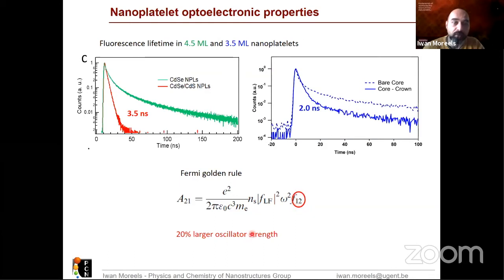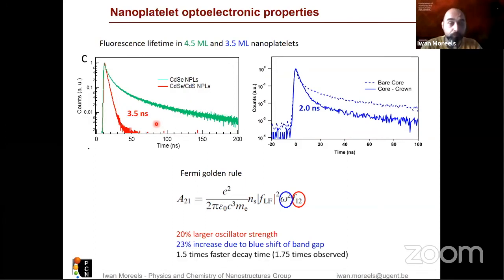As I mentioned, we calculated from absorption that the oscillator strength for 3.5 platelets compared to 4.5 platelets is 20% larger. But remember, Fermi's golden rule says that the emission rate also depends on the frequency of the emission. And since blue platelets have a bluer band gap than green platelets, we can calculate that the emission should be 23% faster, simply because you shift the band gap. So if you put everything together, you would even expect, when comparing 4.5, the green ones, to 3.5, the blue ones, 1.5 times faster decay times, which corresponds quite nicely with the 1.75 that we observe experimentally. So this is nice because from this electrostatics, we can understand the emission characteristics and the absorption characteristics of our nanoplatelets.